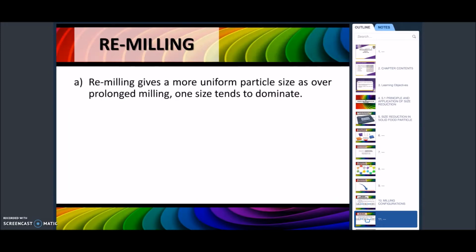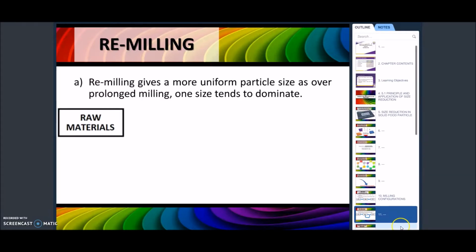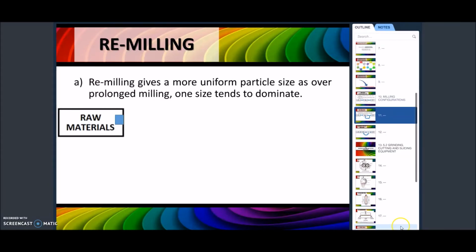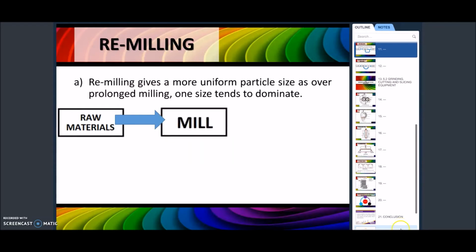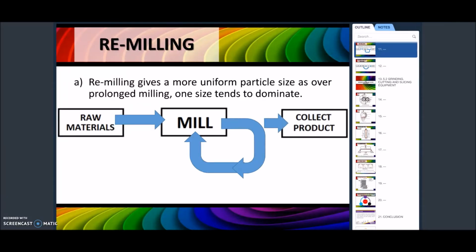Remilling. Remilling gives a more uniform particle size over prolonged milling. One size tends to dominate. For example, a raw material will undergo the milling process, and then the remilling process will be done for several periods, after that, the product will be collected.